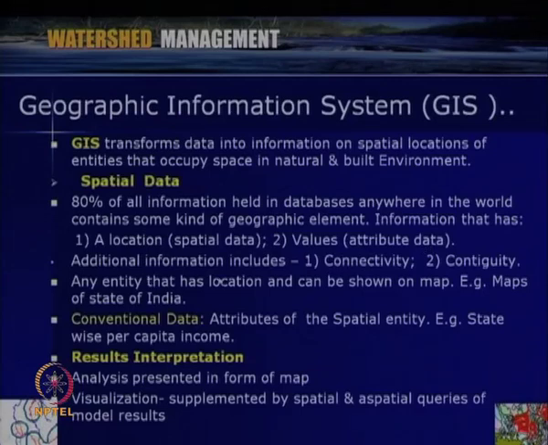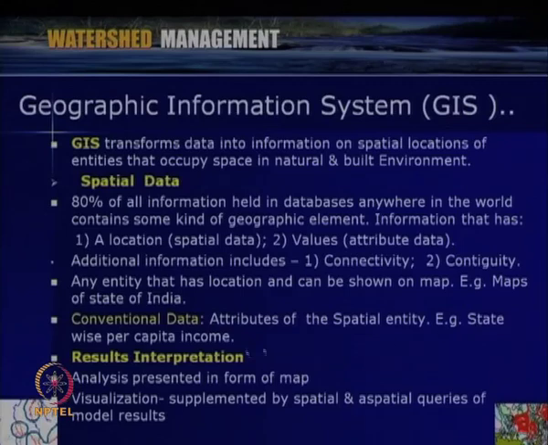Then we can also have additional information like connectivity. For example, from one place to another place, how we can connect, through roads or through a channel network, or what kind of connectivity is possible. And then the second one is contiguity. That means the continuous variation, how it is taking place. So that way GIS gives information about any entity that has a location and can be shown on a map. So that variation we can obtain. For example, maps of a state of India or any country. From that map we can identify where a specific place is located, or a specific institute is located, or specific things are located.